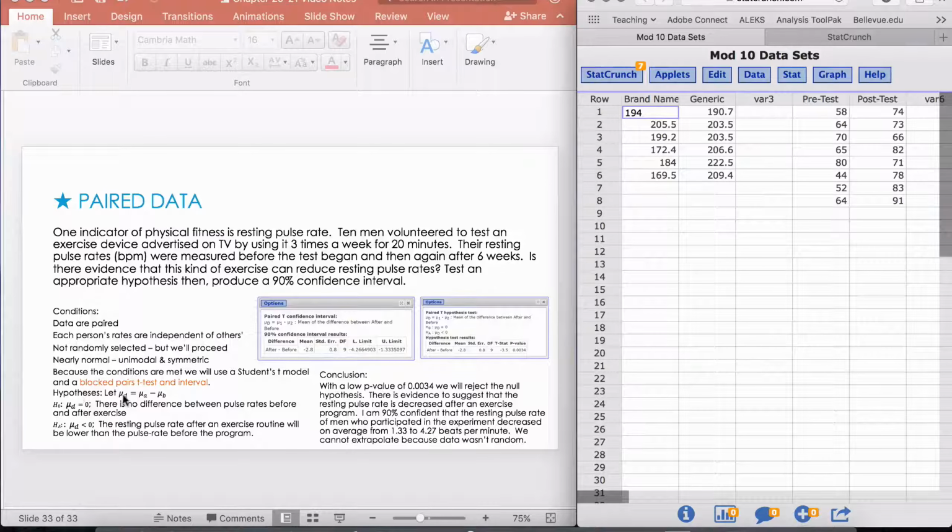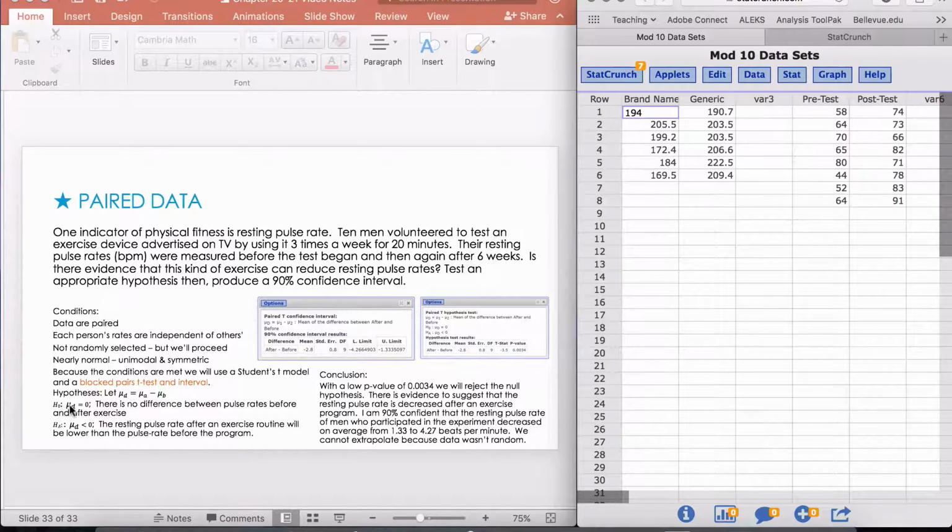My hypothesis, notice I'm going to take after minus before. Now again, in this one you could technically do before minus after because I'm going to assume that pulse rates lowered after people worked out. So I did it backwards this time just to be difficult and just to show you what would happen if you ended up with negative values.